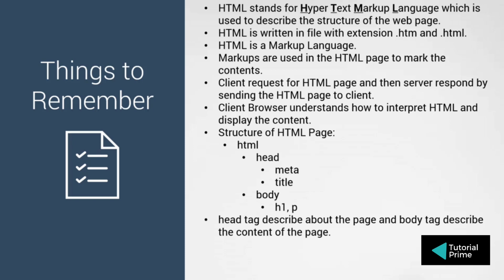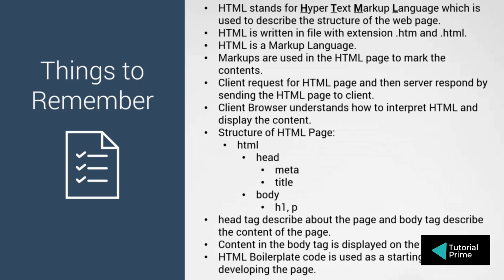And we talked about the head tag. Head tag describes the page and body tag describes the content of the page. And content in the body is actually displayed on the browser, and all the content that you write in the head tag is not visible on the browser. Then we talked about HTML boilerplate code, which is used as a starting point to start developing the page. Actually, we have created our own boilerplate code and then we have used it for our examples as well.